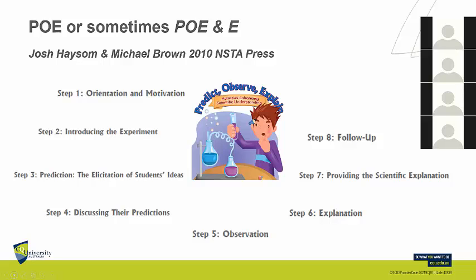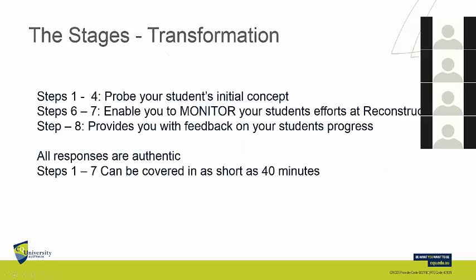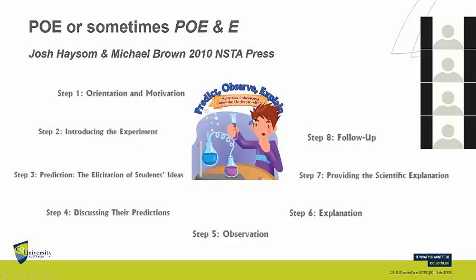So steps 1 to 7 usually, and if I go to my next slide, it just summarises that for you. Steps 1 to 7 can usually be covered in as short as a 40-minute period. Many teachers, for instance, at the upper primary or middle primary school level will pause at the end of that observation stage, and we'll just go back and look at that. There's observation at step 5. There'll be some discussion towards the end of the lesson, providing a scientific explanation, so the students can begin to reconstruct their understanding of science.